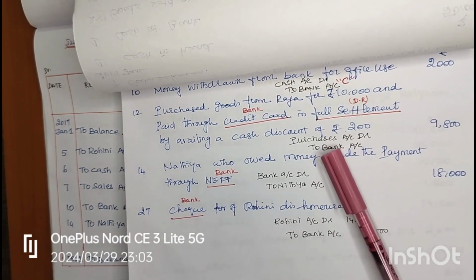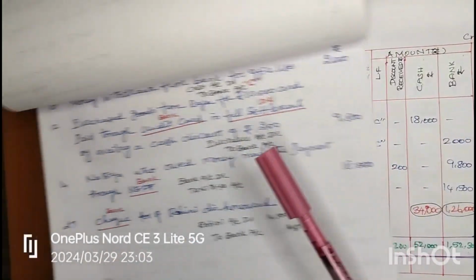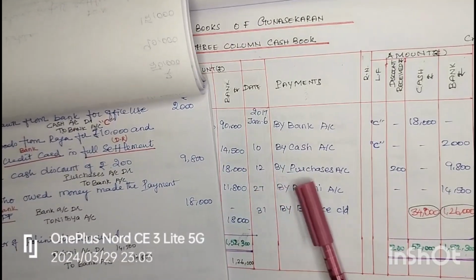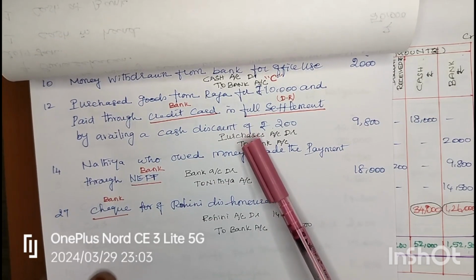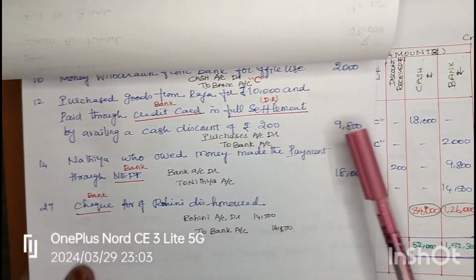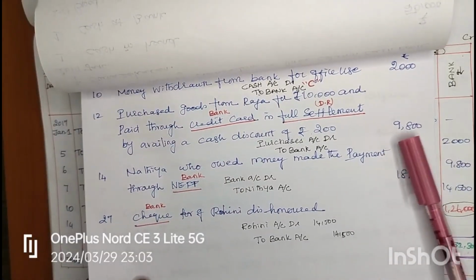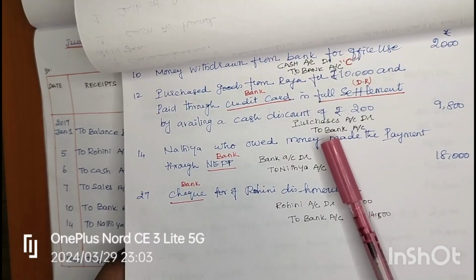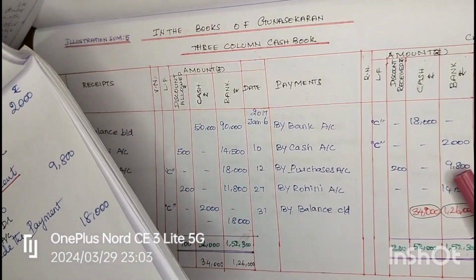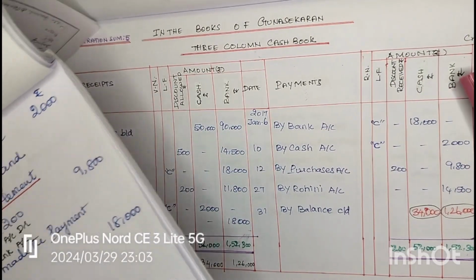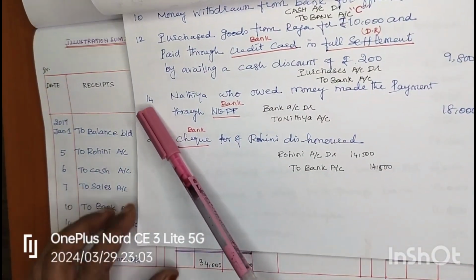What is the opposite account from the bank column? Purchases account. So listen, dated on January 12 by purchases account, the cash discount you received from Raja is 200 rupees. So you have to enter 200 rupees on discount received column, and 9,800 rupees you have to enter on credit side bank column, right? So you entered 9,800 rupees on credit side bank column. The next transaction is January 14.